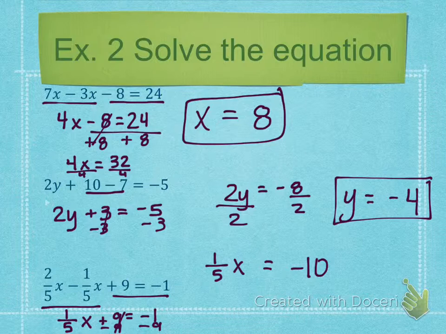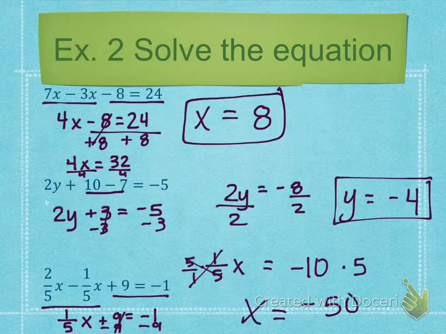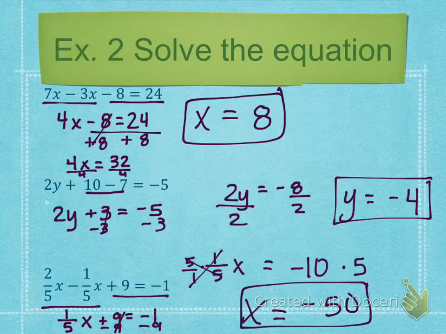How do I get the x by itself? Multiply by the reciprocal, which is 5/1, or technically 5. So what does x equal? Negative 50. Again, you can plug that in and check, and you would get the final answer.